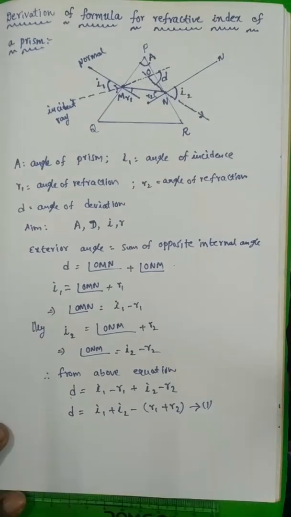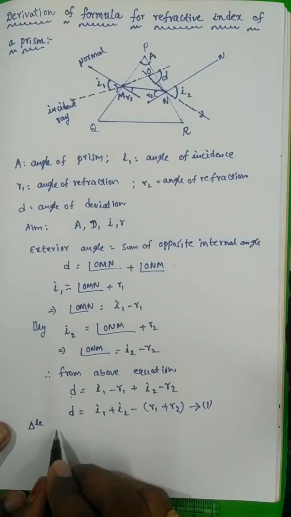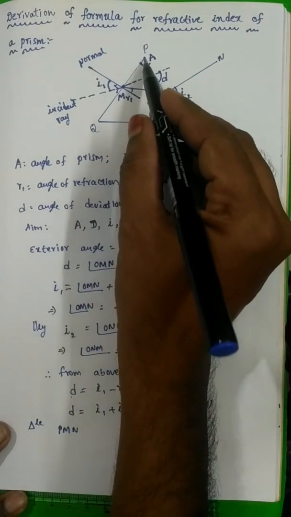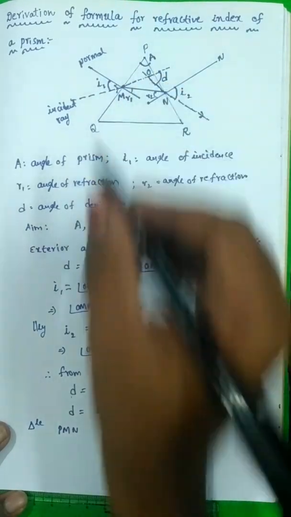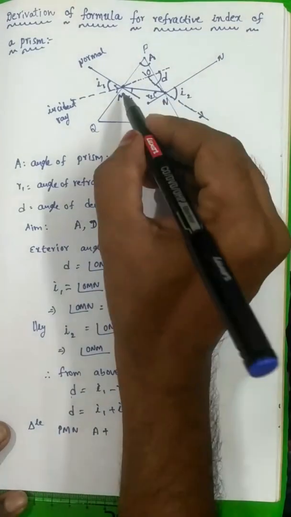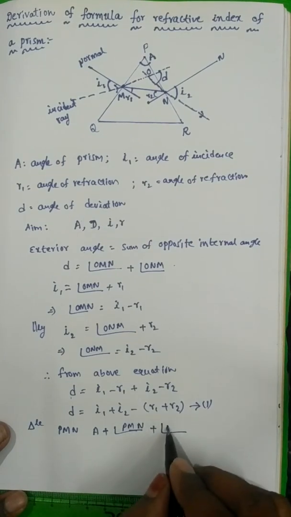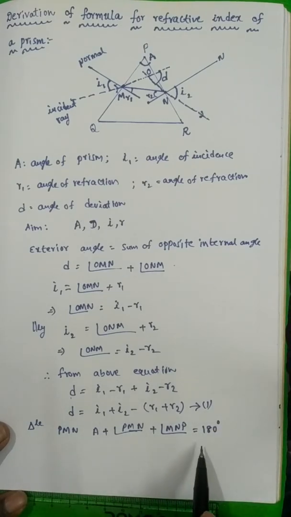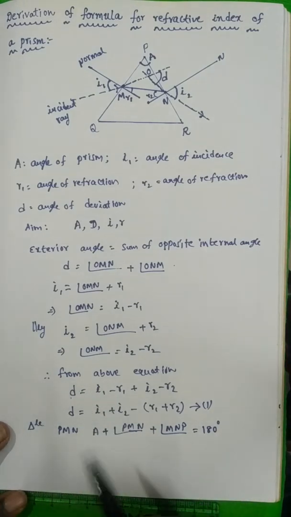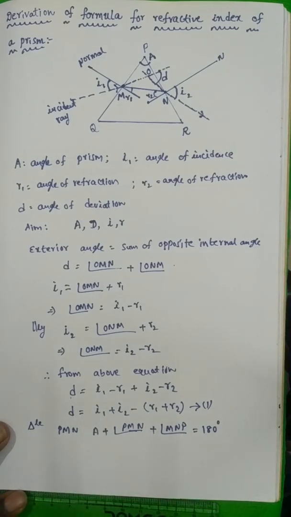From triangle PMN, angle A plus angle PMN plus angle MNP equals 180 degrees, because the sum of interior angles is 180 degrees. Angle A means A only. We have to calculate the PMN and MNP values by using those triangles.